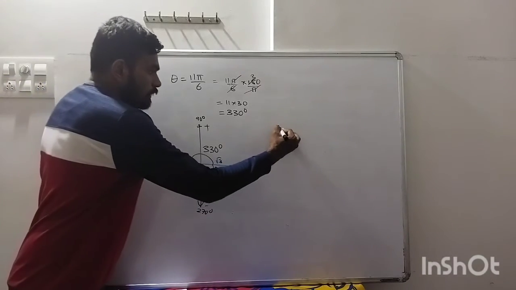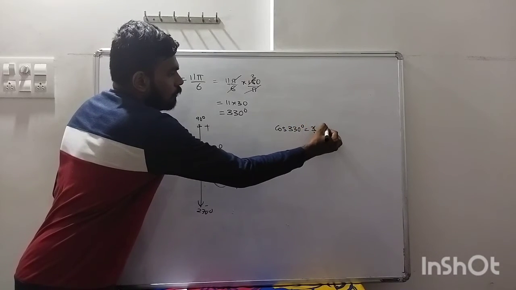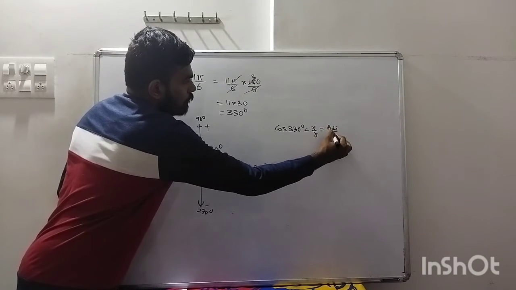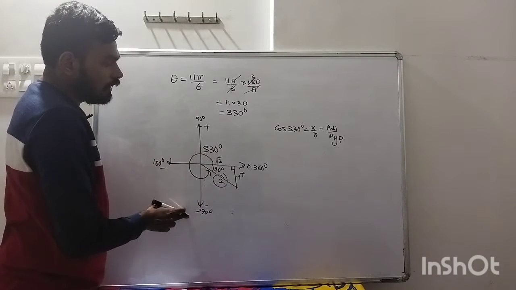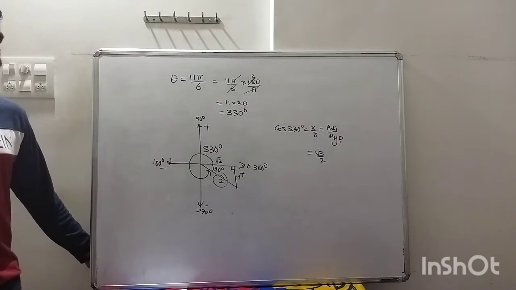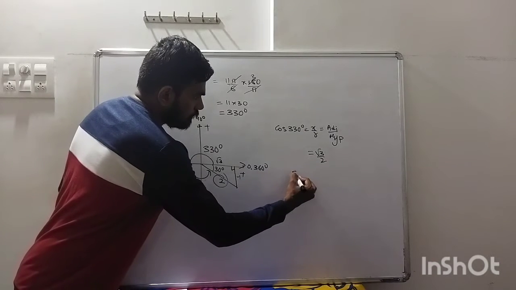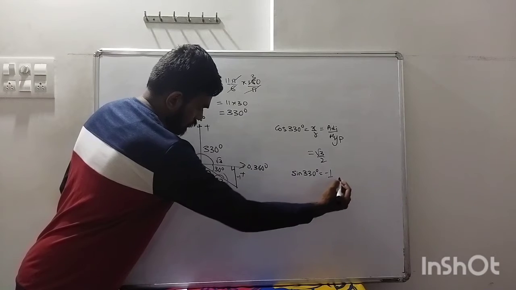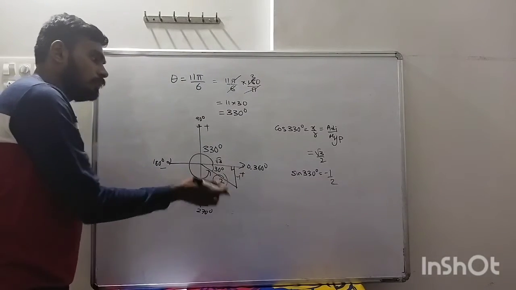Cos 330 degree is what? X upon r you can say, or adjacent upon hypotenuse. What is adjacent of this 30 degree? Root 3. And hypotenuse is 2. So answer is root 3 by 2, correct? Cos 330 degree. Sin 330 degree is what? Minus half, correct? Minus 1 upon 2.